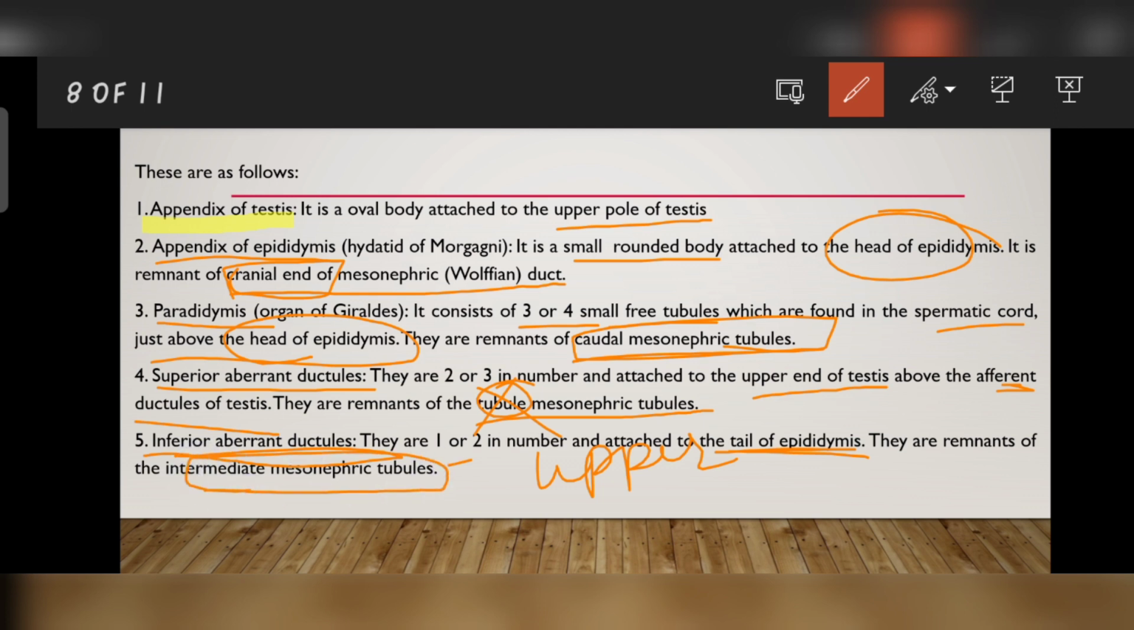The first one, appendix of the testis, is attached to the upper pole of the testis. Next one, appendix of the epididymis. It represents the remnant of the cranial end of the mesonephric duct. The paradidymis represents the caudal end of the mesonephric tubule. The superior aberrant represents the upper mesonephric tubule and the inferior represents the intermediate mesonephric tubule.